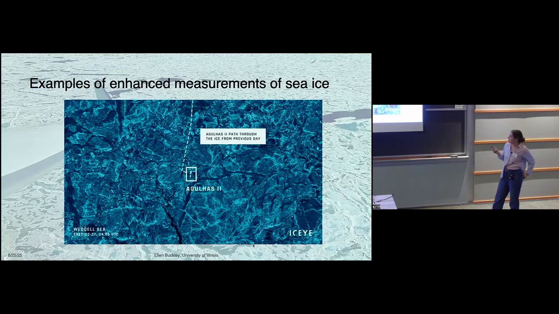But they used these data to navigate through the Weddell Sea when they were looking for the Endurance ship back in 2022. So this was in the Weddell Sea, and they used these data to be able to differentiate between multi-year ice, first-year ice, and leads, and find a way to get through to where they ended up finding the ship.